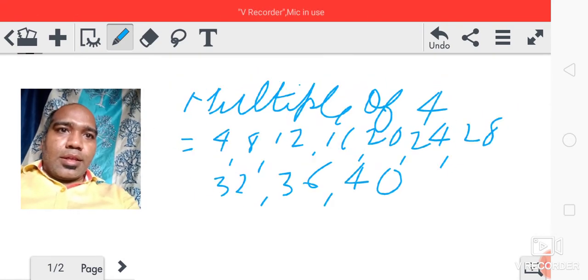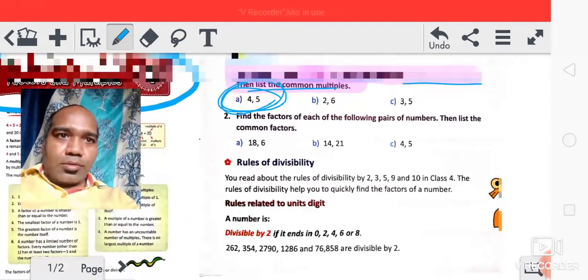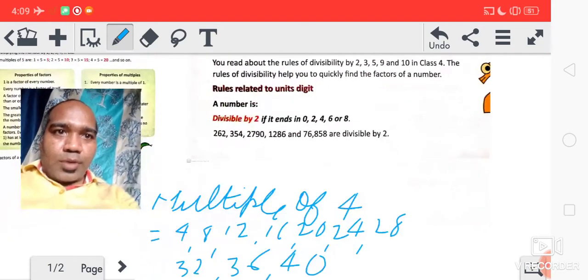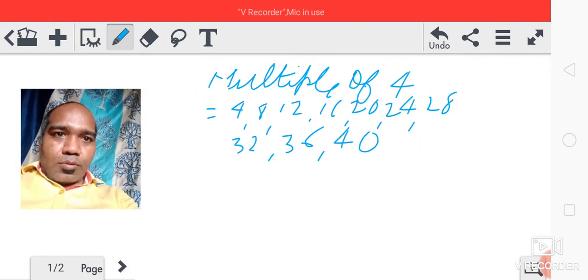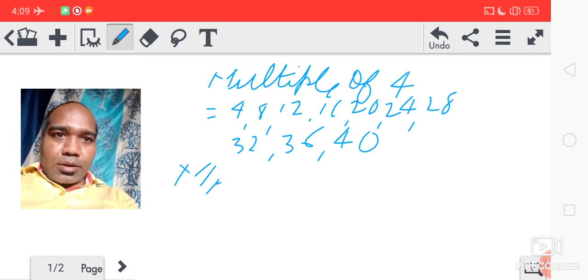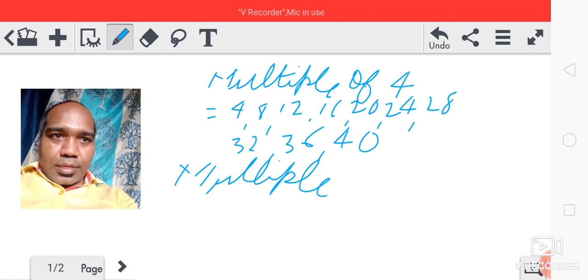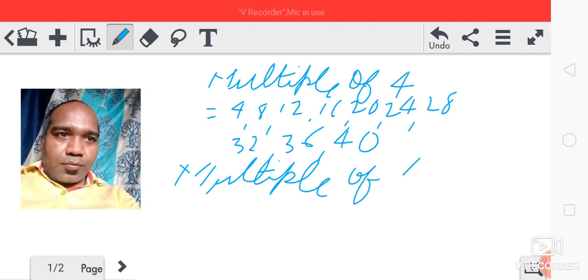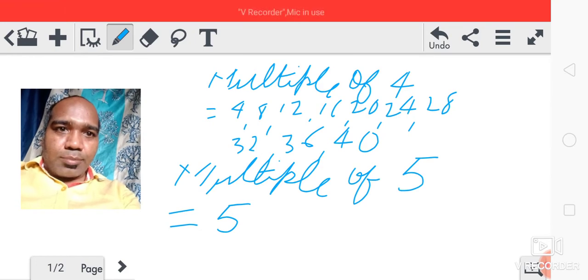Okay. Then what are they telling? Multiple of 5 also. Can you see here in the question, multiple of 5, 4 and 5. So 4 we have written. Now we'll write multiple of 5. Don't go into the handwriting, okay. So we'll write here multiple of 5. How many? 10 multiples they are asking. So we'll write up to 10.